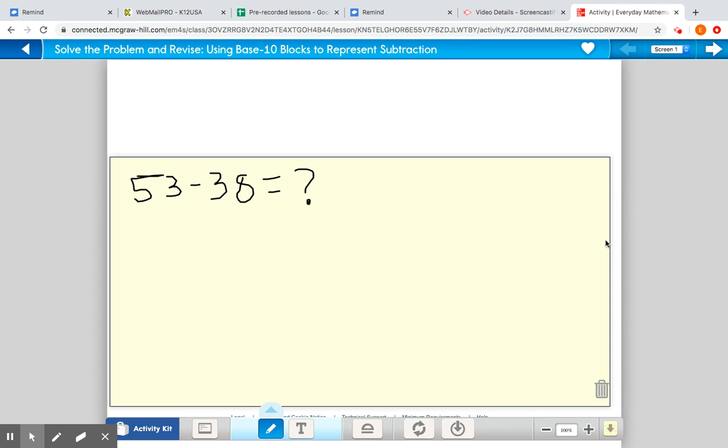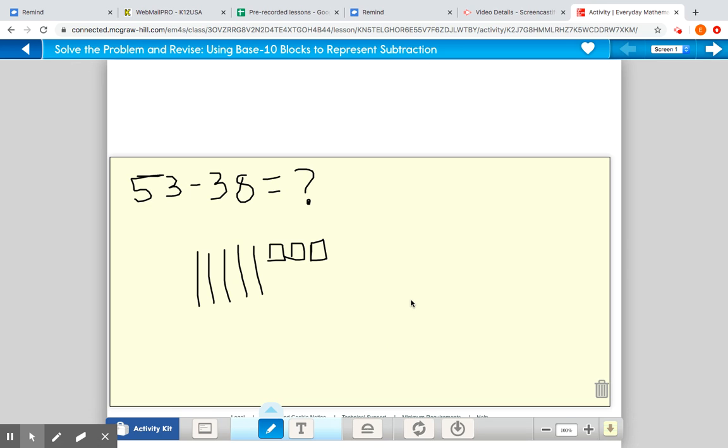The first step, I'm going to draw out my 53. 10, 20, 30, 40, 50, 51, 52, 53. Now they want you to subtract 38. If you remember in the last problem, we had enough ones to subtract because here I would take away 3 10s, so that's no problem. Then I'd have to take away 8 ones. But the problem is I only have 3 ones.